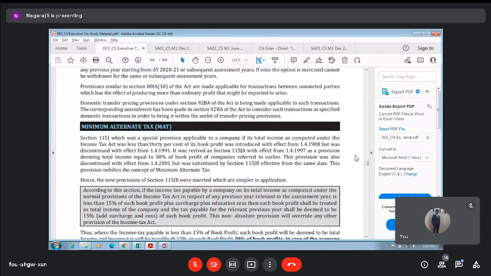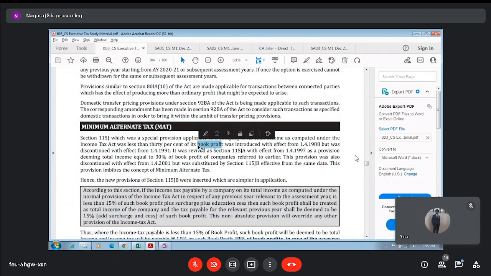Before that, we need to understand the tax rates of the domestic companies. Why are the tax rates important? Section 115JB was a special provision applicable to a company if its total income as computed under the Income Tax Act was less than 30% of its book profit, introduced with effect from 1988. We call it book profit. In AMT, we called it adjusted total income. That is the one difference.